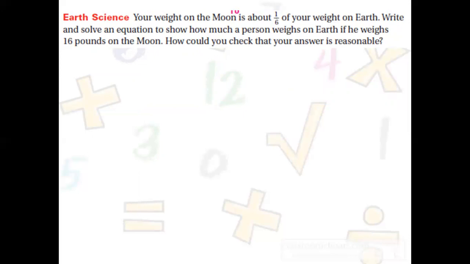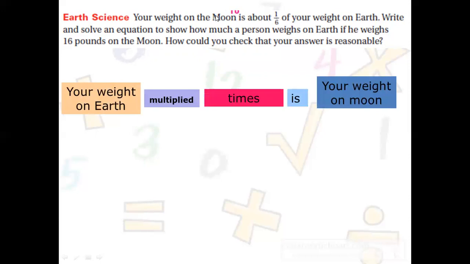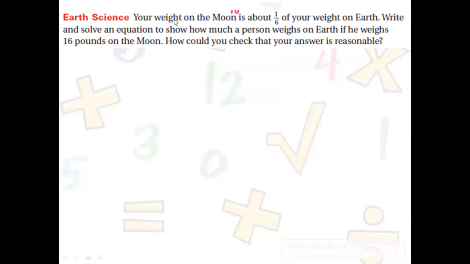We have a question about Earth science. So we are going to learn something about the Earth and the other planets, I guess. Your weight on the moon is about 1/6 of your weight on Earth. So this is something new to you, right? Your weight on the moon.